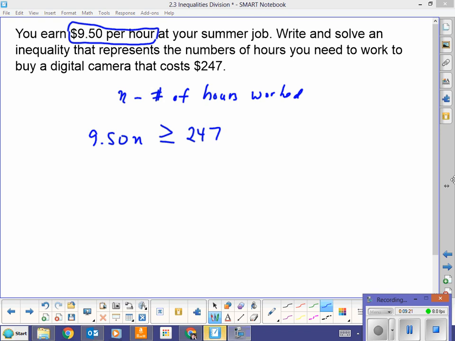And let's go ahead and divide both sides by 9.50. So n is going to be greater than or equal to 247 divided by 9.5, 26, and these are hours. So you have to work 26 or more hours. If you work 27, 28 hours, of course, you'll have more money, and then you can buy this camera for $247.